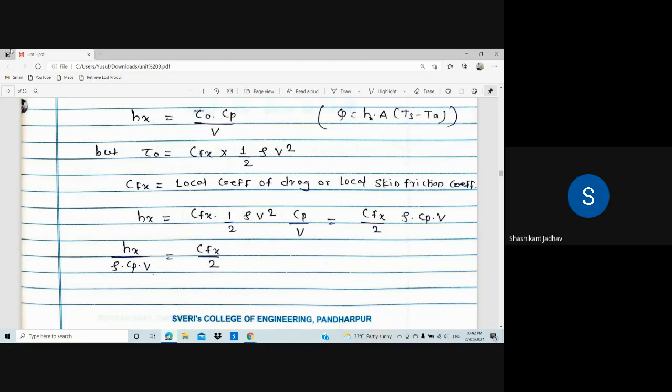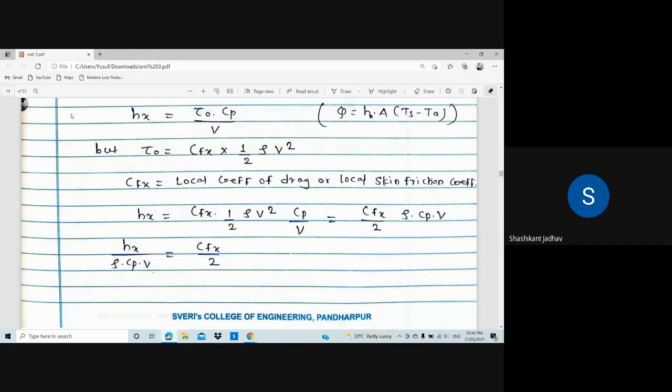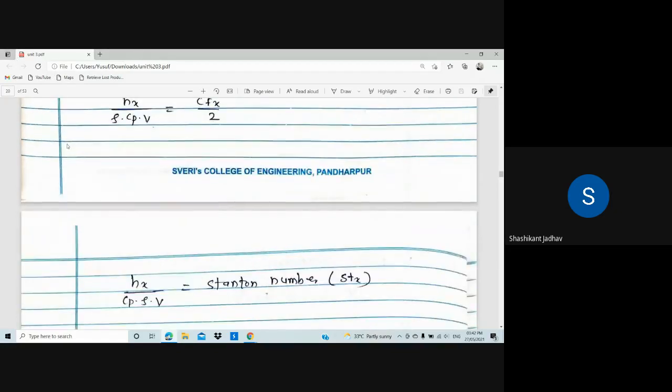Okay, so hx is equal to what? hx is equal to cfx by 2 into rho cpv. हा rho cpv लेफ्ट हँड साइडला घेतला तर तो डिनॉमिनेटरला जाणार आहे. म्हणजे hx बाय rho इंटू cp इंटू v इज इक्वल टू cfx बाय 2. समजते का बघा? rho इंटू cp इंटू v हा लेफ्ट हँड साइडला घेतलेला आहे. hx डिवायडेड बाय rho इंटू cp इंटू v इज इक्वल टू cfx बाय 2.